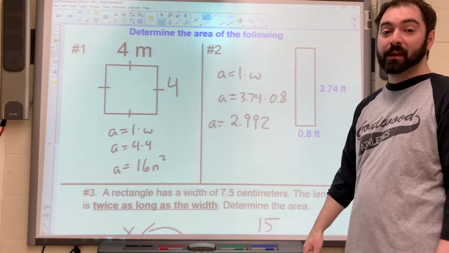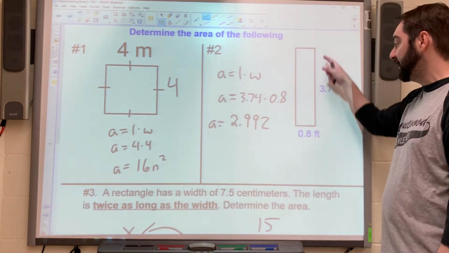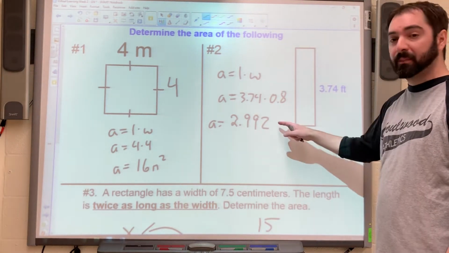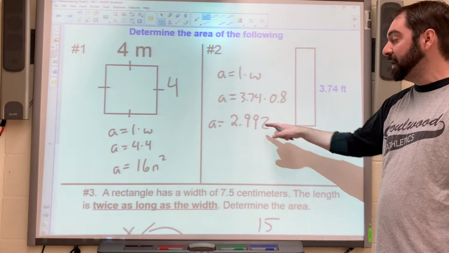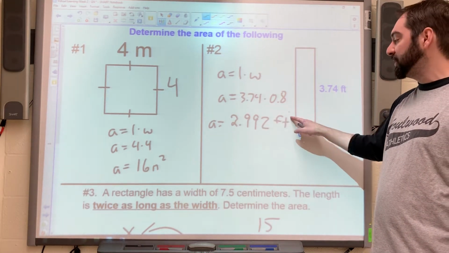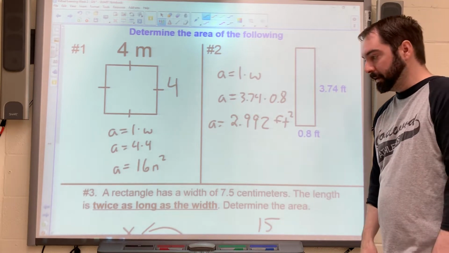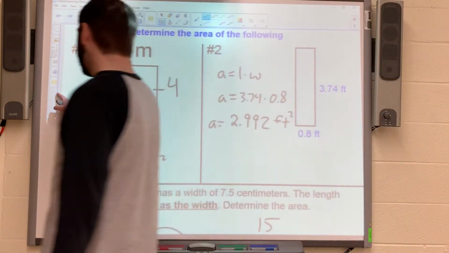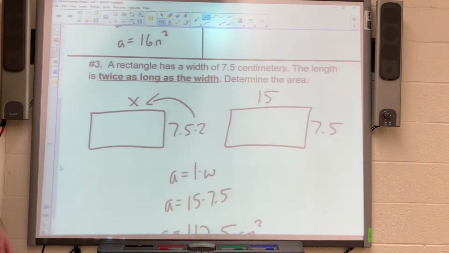Again, it uses the formula length times width. I took my length, 3.74, I multiplied it by my width, 0.8, and I got approximately 2.992 square feet. And now the third one down below, the first thing I did was I read it.